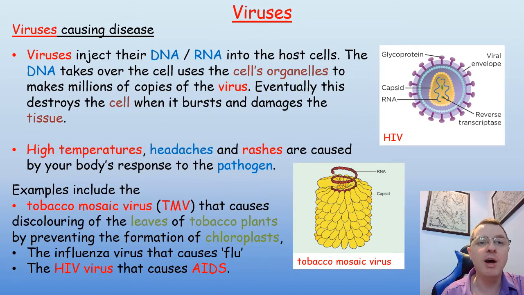How do viruses cause disease? Well, the virus will inject its genetic material, either that DNA or RNA, into the host cell, and then that DNA will take over and use the cell's organelles to make millions of copies of the virus. Eventually, this destroys the cell when the cell bursts, and it will damage the tissues, surrounding tissues as well.